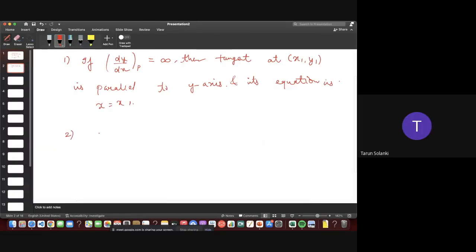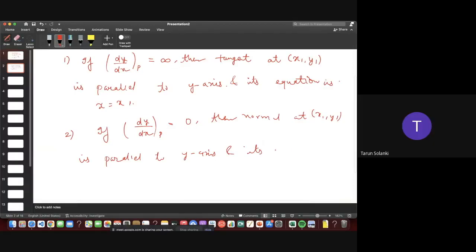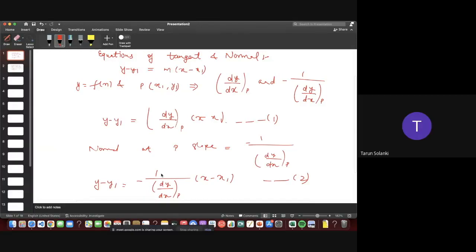Second, if dy by dx at P is equal to 0, then the normal at (x1, y1) is parallel to the y-axis, and its equation is x is equal to x1 again, right? So these are the two points you should remember. So copy this, both of these are important. Okay.